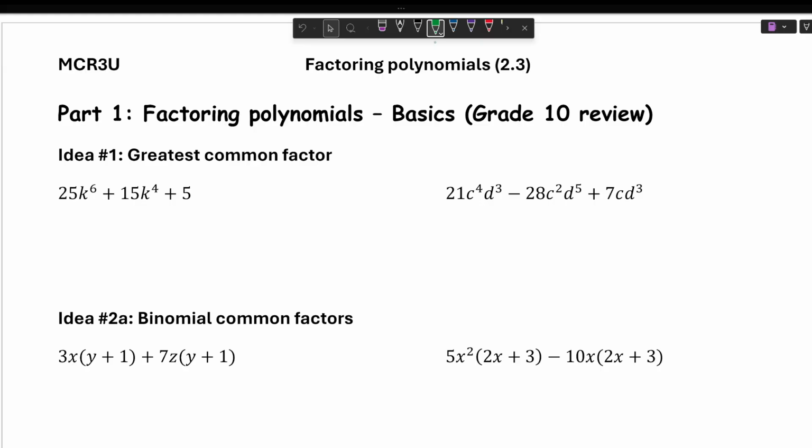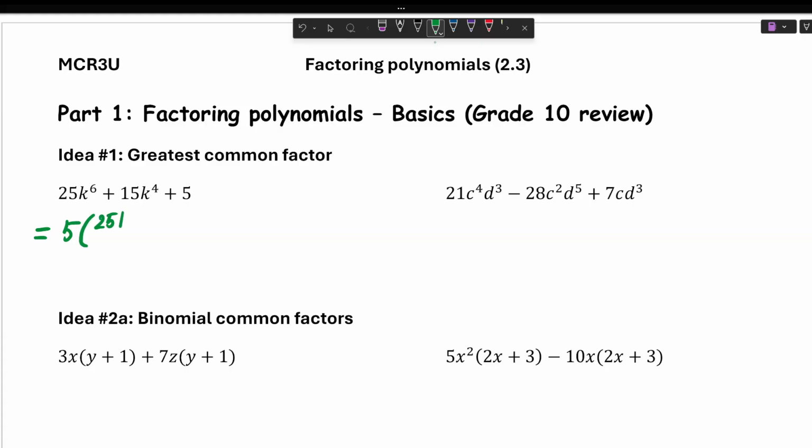So when you have a whole bunch of terms that have a common factor, you can factor that out. Here's an example. So let's say we have 25k to the power 6 plus 15k to the power 4 plus 5. You'll notice that each of these coefficients has a factor of 5, so we can take that out. And for the variables, well, you can see that the first two have some k's in there, but the third one doesn't. So because not all of them have it, it's not really a common factor, so we're going to leave that.